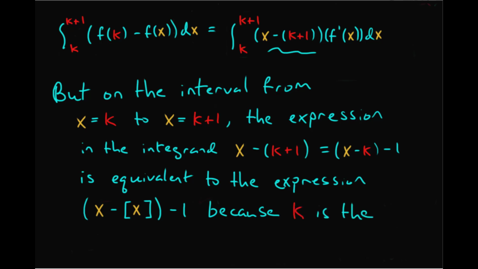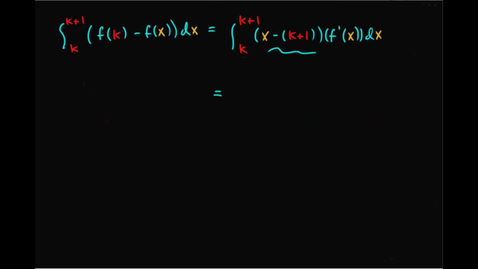So instead of writing x minus k, I'm going to write x minus the floor of x minus 1. Because that step is so important, I'm going to show it again. We have from integration by parts that the integral from k to k plus 1 of the expression f of k minus f of x dx equals the integral from k to k plus 1 of the expression x minus the quantity k plus 1 all times f prime of x dx.